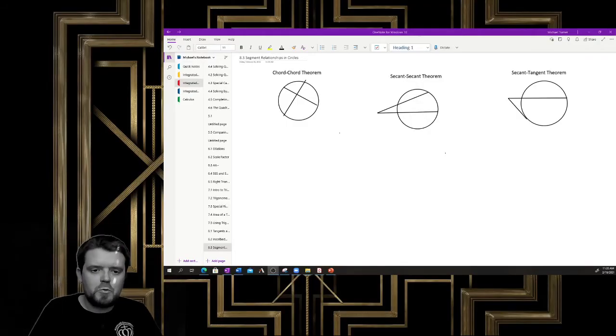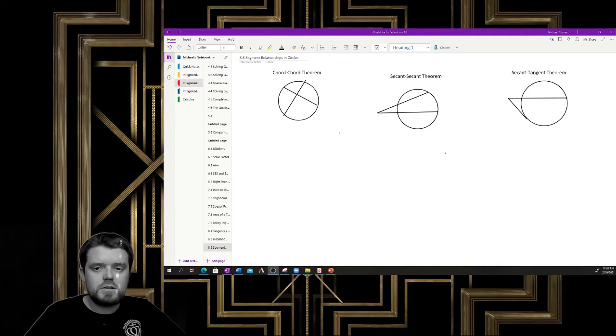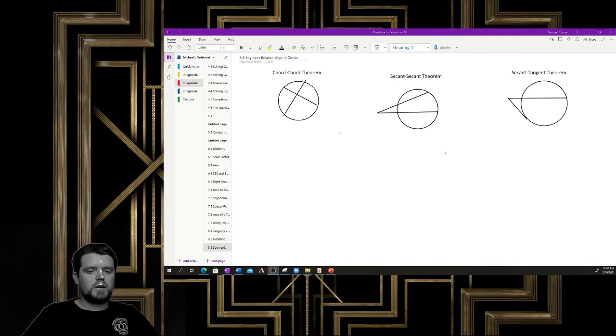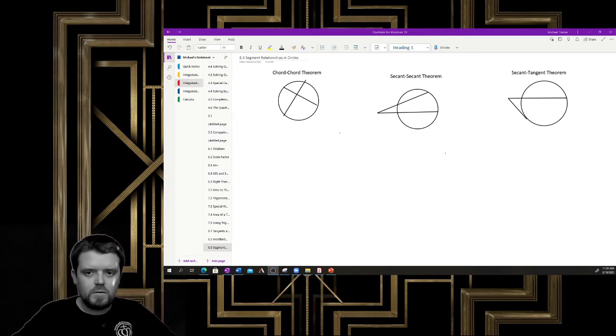Today we're going to be covering 3 theorems involving the segments of lines that are going through a circle. Those segments are our chords, our secants, and our tangents. So we have 3 different relationships that we're going to talk about here. The first is chord-chord. Second is going to be secant-secant. And the third is going to be secant-tangent.